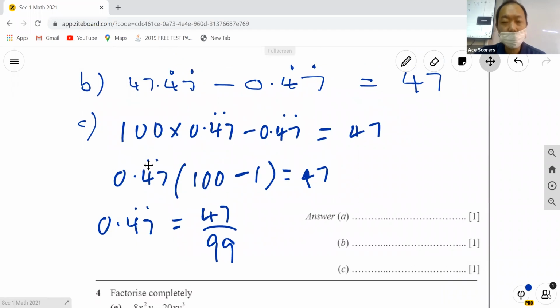Okay, can you copy this? I'm not too sure if this will come out in the exam because this is not a common question, but it's useful to know nevertheless. Okay, 7. This one. Just continue from here. So it's 47 over 99.